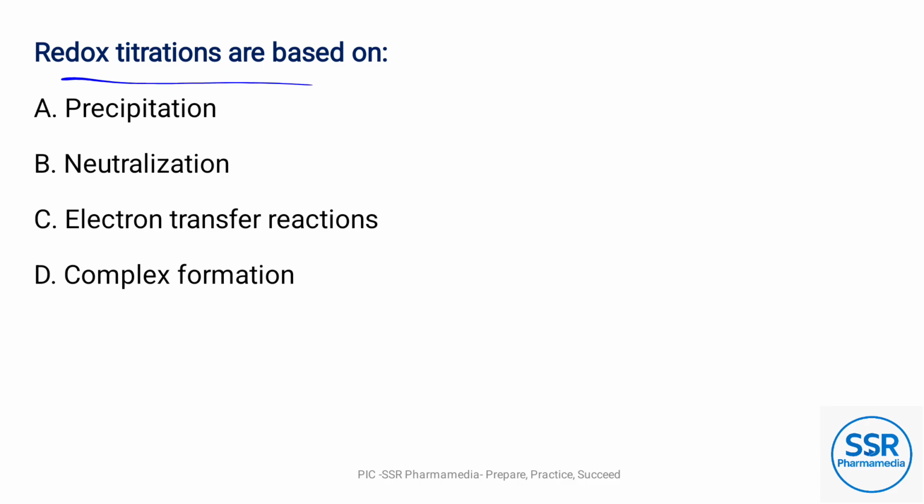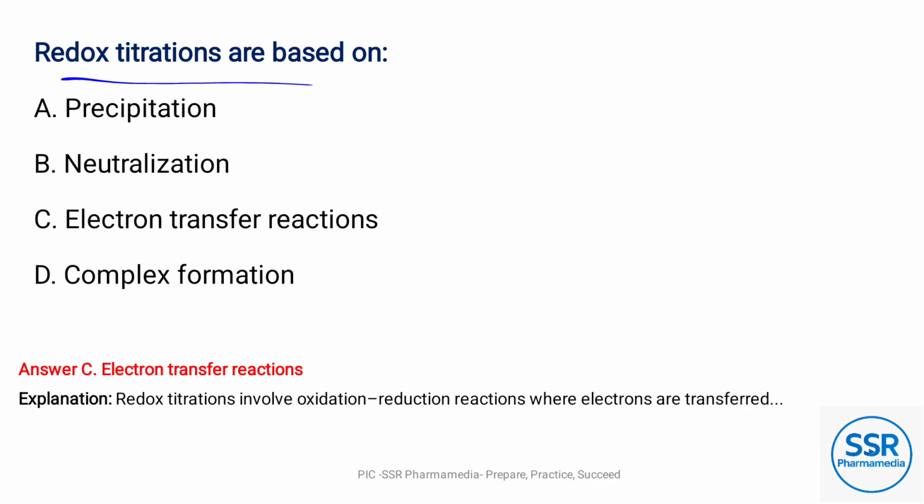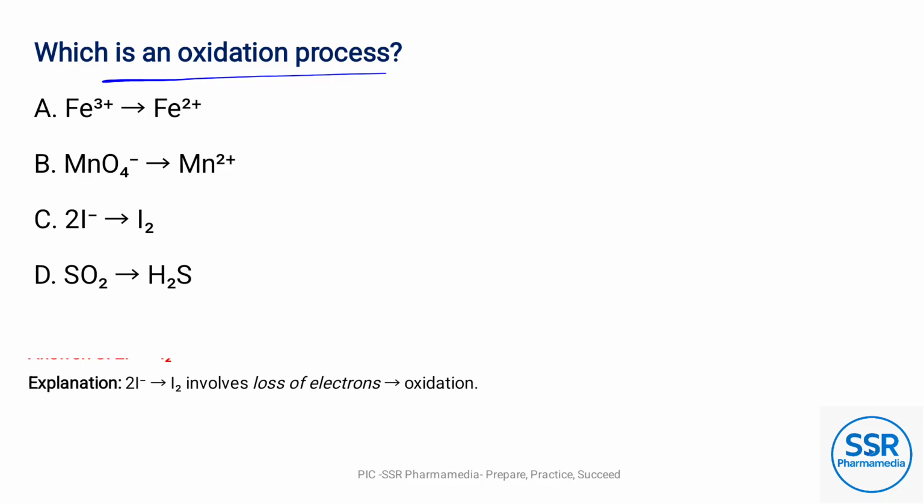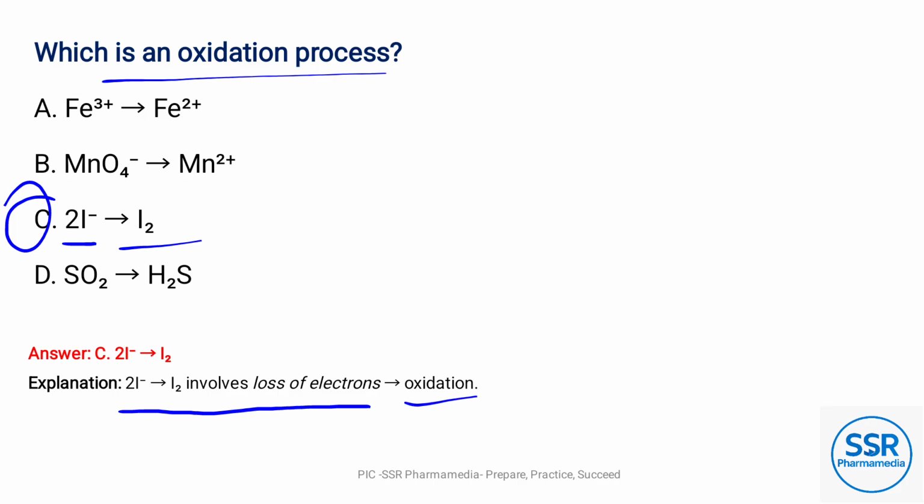Redox titrations are based on, option C, electron transfer reactions. Redox titration involves oxidation-reduction reactions where electrons are transferred. Next, option C, iodide gets oxidized and converted into iodine. That means iodide to iodine involves loss of electrons, so it is the oxidation process.